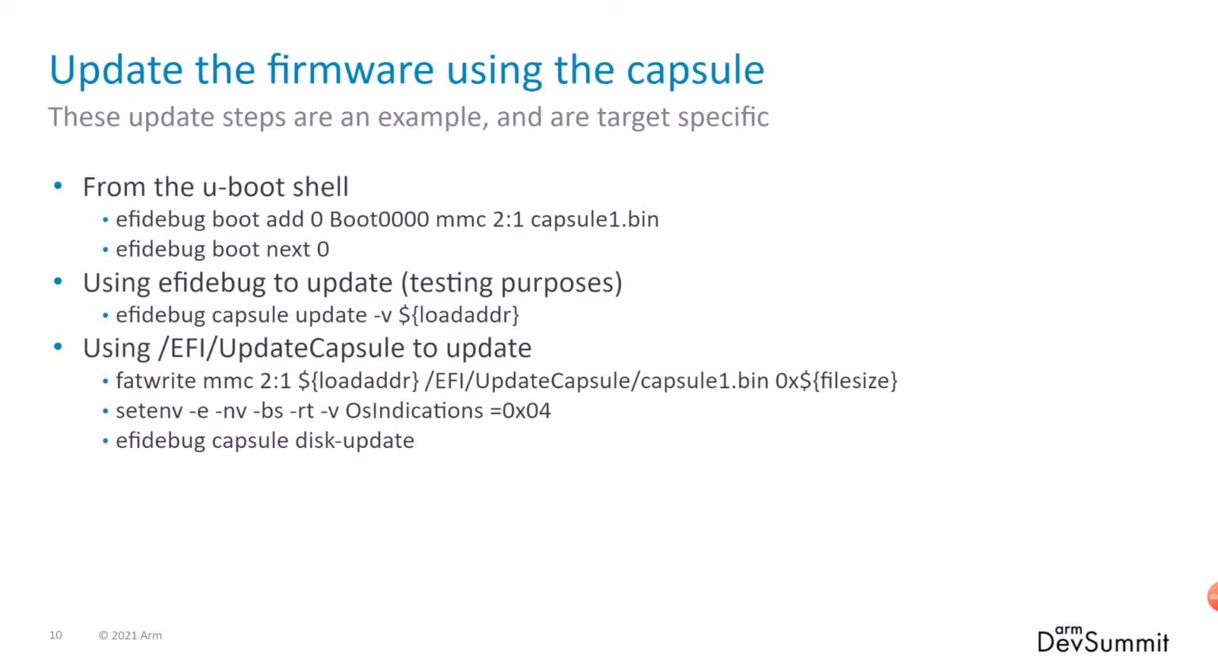Now, how do you update it? There's a couple different ways. There's actually three different ways here. You could just run shell commands, like that's the first example. You basically tell it where it needs to load the Capsule 1 bin that you created, and then you set a boot flag saying, next boot, go ahead and update it.